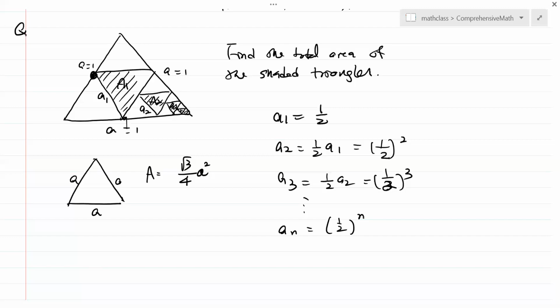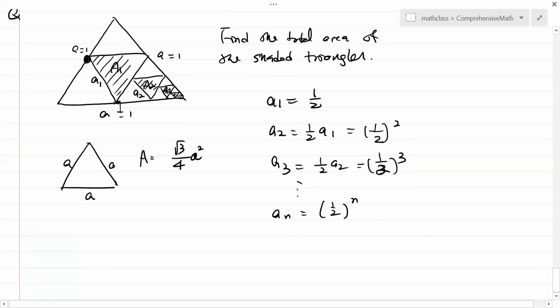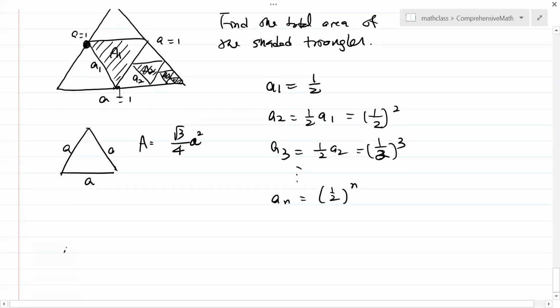Root 3 over 12. Hmm? Root 3 over 12. That's root 3 over 12. All right, so let's figure out that area. Area is going to be 1/2. Anyway, we have the same common.